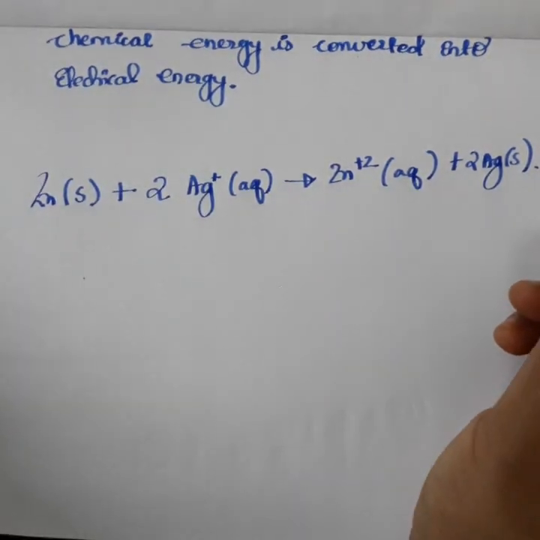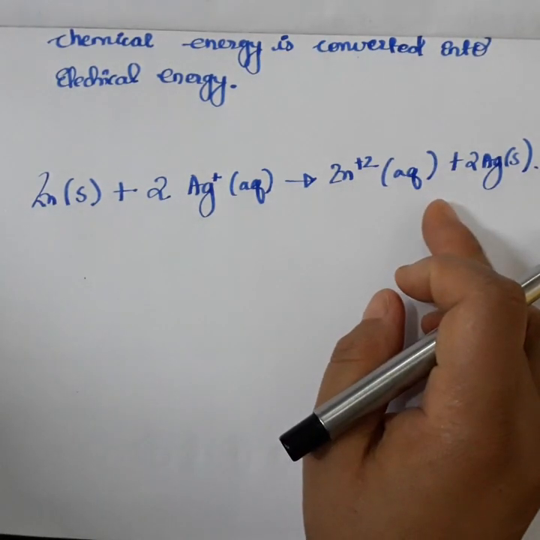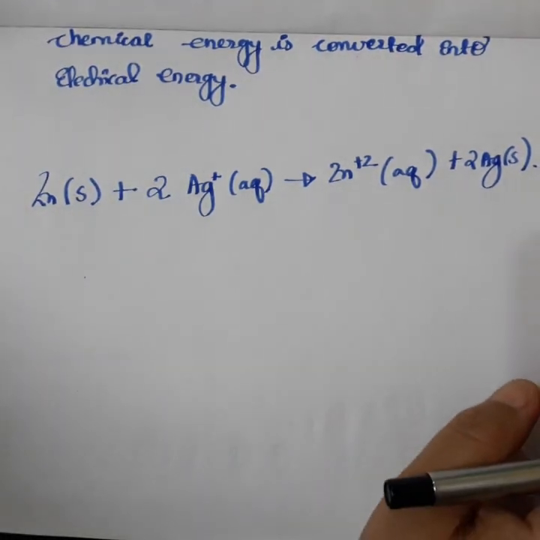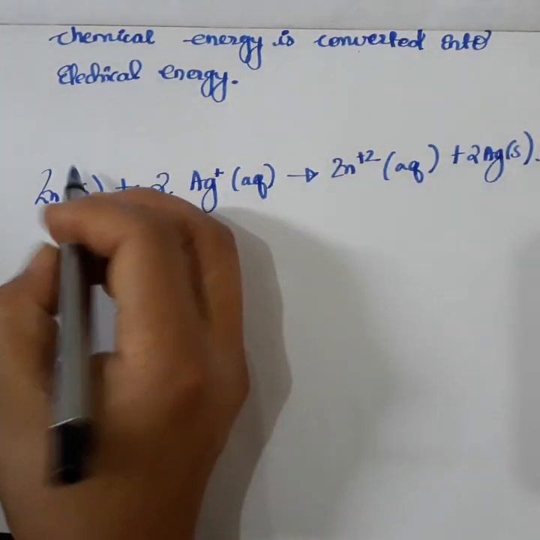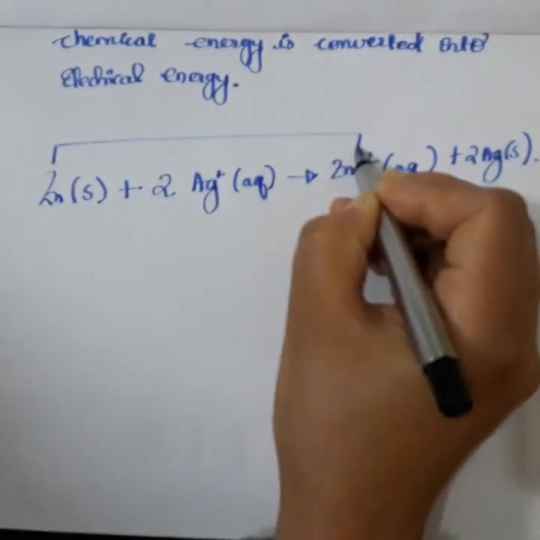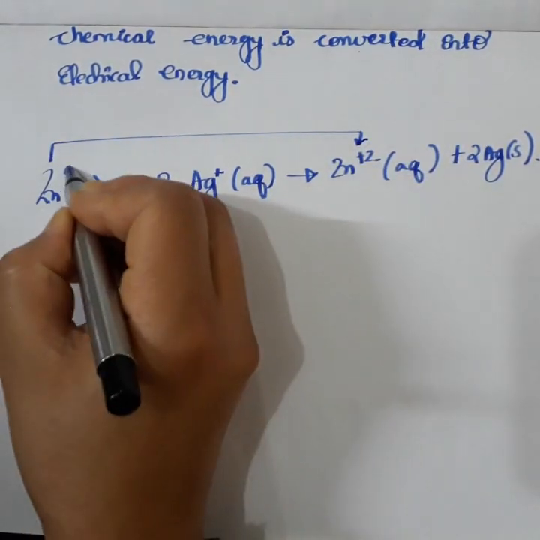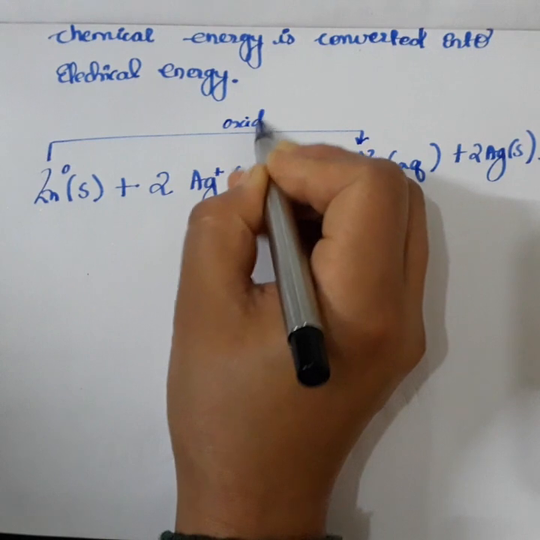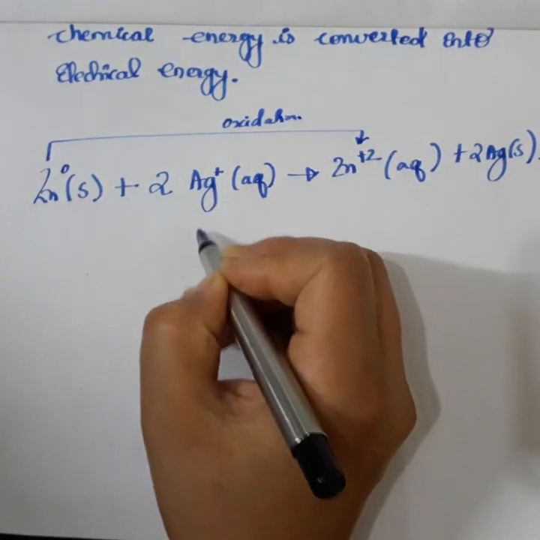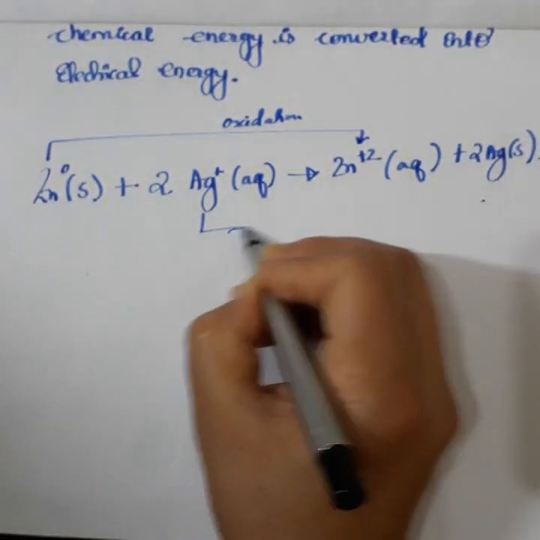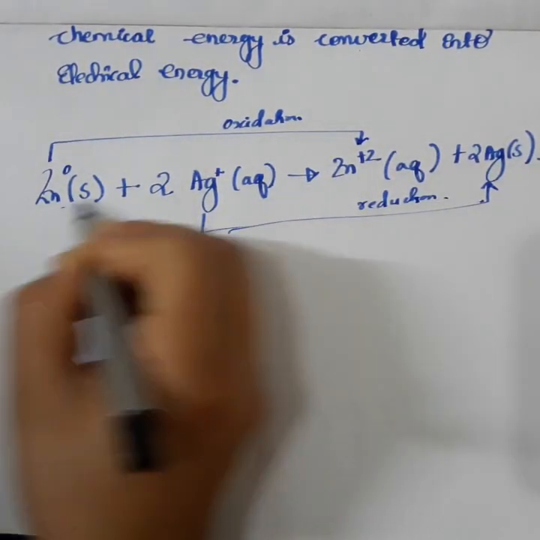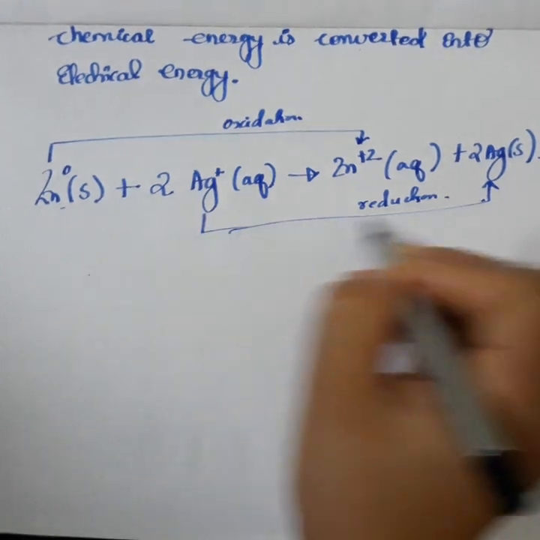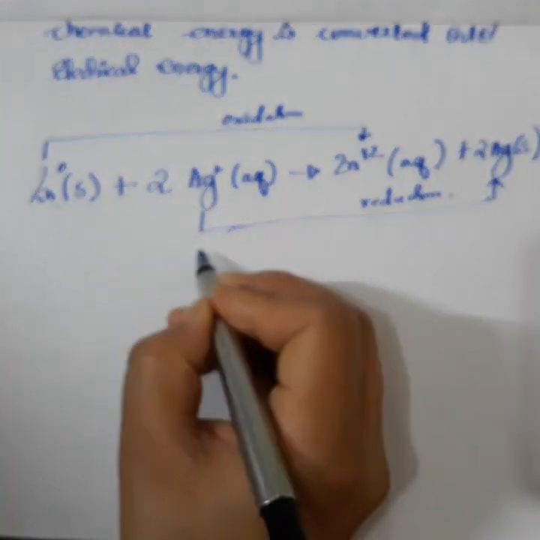Now let us take a last example of an electrochemical cell where this cell reaction is taking place. Again the first step would be the identification of your cathode and anode. Here zinc is getting converted to zinc ion, 0 to +2, so oxidation, and silver ion to silver, so this is your reduction. That means the zinc electrode is your anode and the silver electrode is your cathode.